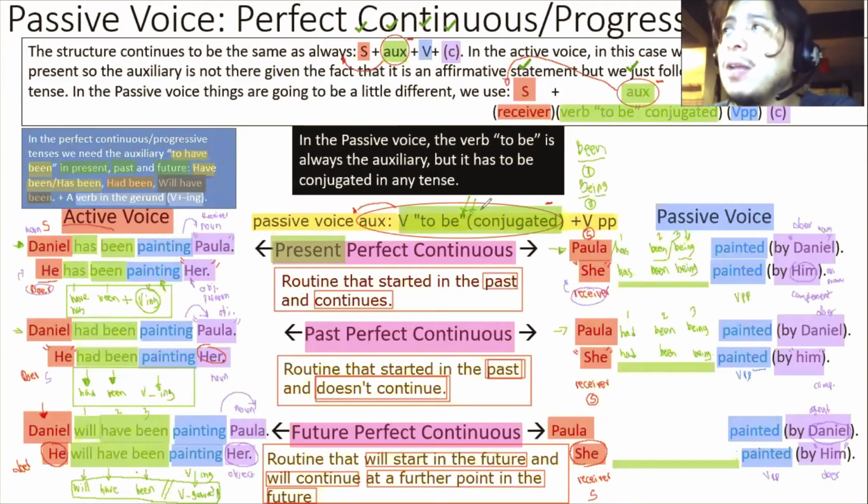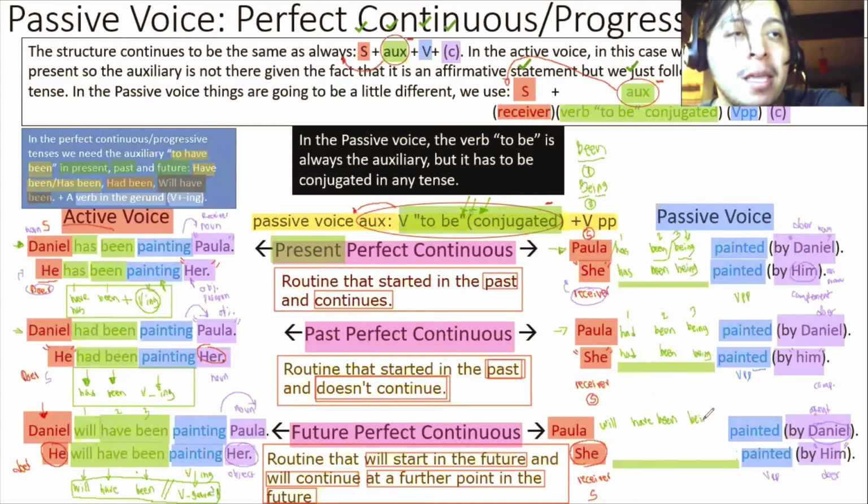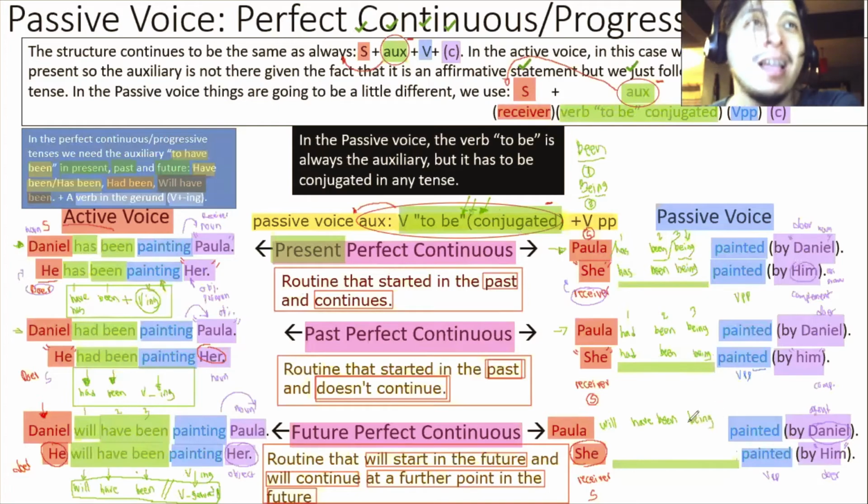El auxiliar de la voz pasiva, otra vez, siempre es el verbo to be. Entonces, ¿cómo ponemos esto? Tendríamos que poner will have been. Acuérdense que este nunca cambia, will have been. Y después el verbo to be, pero con ing. Being. Will have been being.